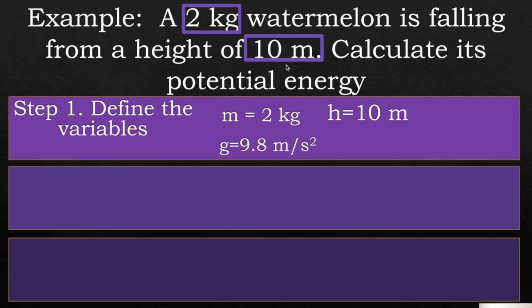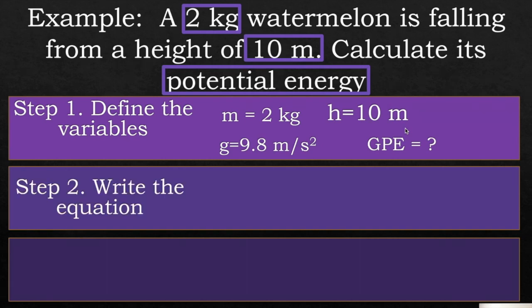And then g is not given to you in the problem, but you're on Earth, and g on Earth is always 9.8. And finally, the problem asks you to find potential energy. So we're going to say GPE, gravitational potential energy, is question mark. Step 2, write out the equation.